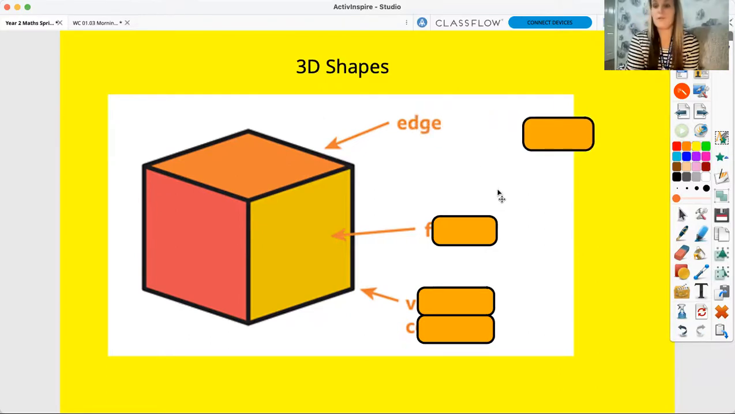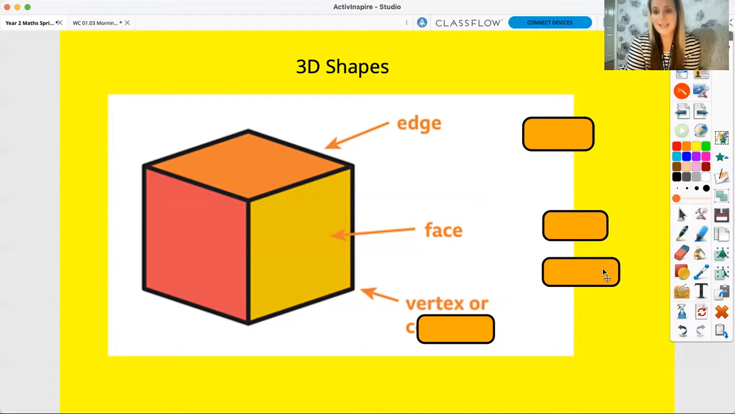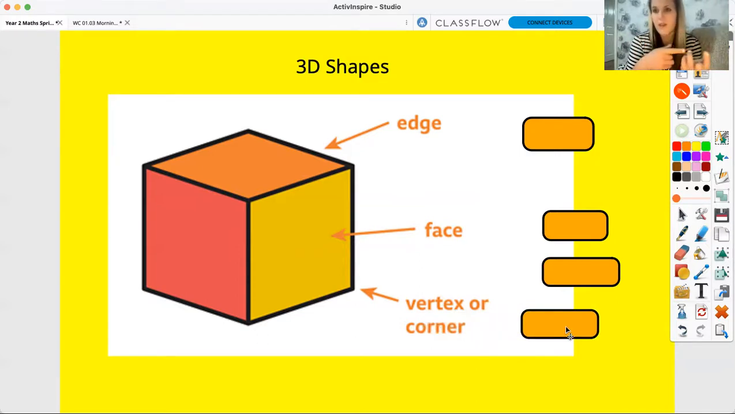Now, the flat parts of 3D shapes are a bit like our face. They are called faces. They are flat like our face. And then the points where the edges meet are called vertices, vertex, one vertex, multiple vertices, or corners, just to confuse us because we call the points of a 2D shape corners too. So you could use the language edges, faces, vertices, or one vertex, and corners to describe 3D shapes.